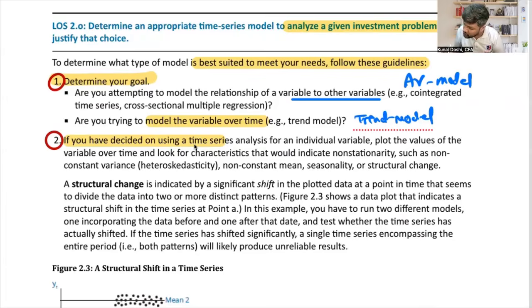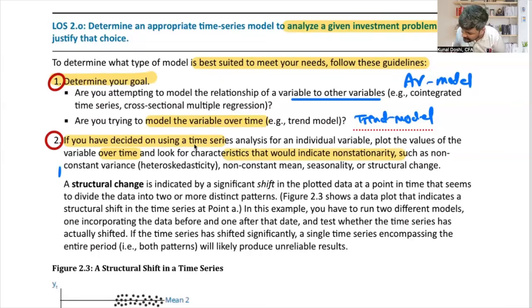Then plot the values over time and look for characteristics that would indicate non-stationarity, those 3 properties, right? Because if it is non-stationary, then we can't use the model. Such as non-constant variance, heteroskedasticity, non-constant mean, or seasonality or structural change. So basically 4 aspects they've told us to understand before you use the model blindly, right?